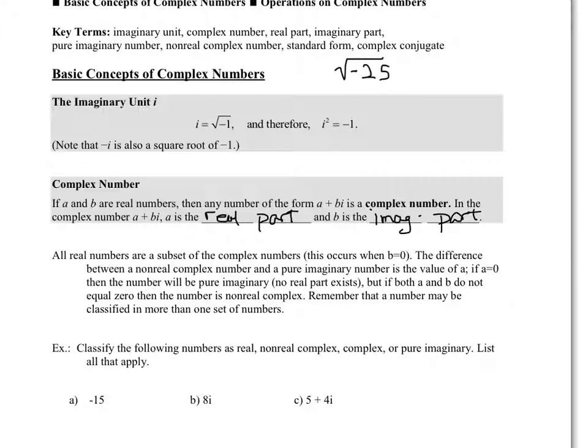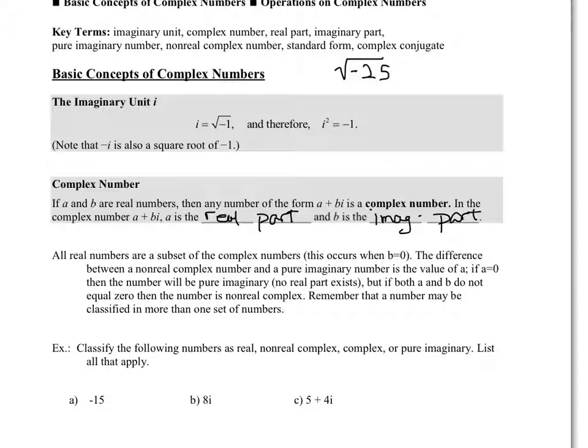Now, we need to make sure we get a handle on these number sets. If you look at the next paragraph, all real numbers are a subset of the complex numbers. If we look at our definition for a complex number, that means b was equal to 0. That's why I didn't have the imaginary part, because b was equal to 0. So real numbers would be a subset. The difference between a non-real complex number and a pure imaginary number is the value of a.